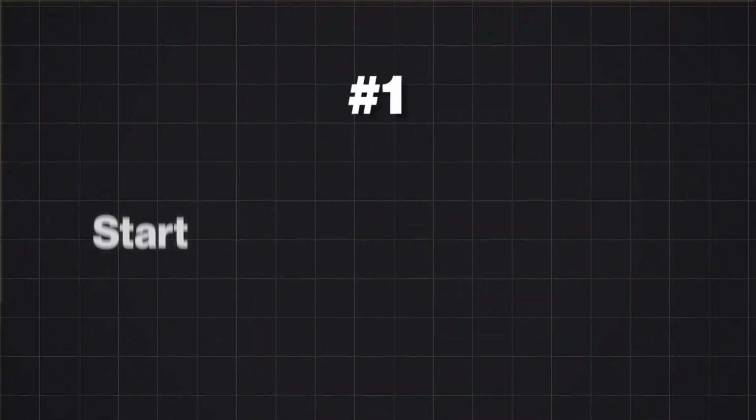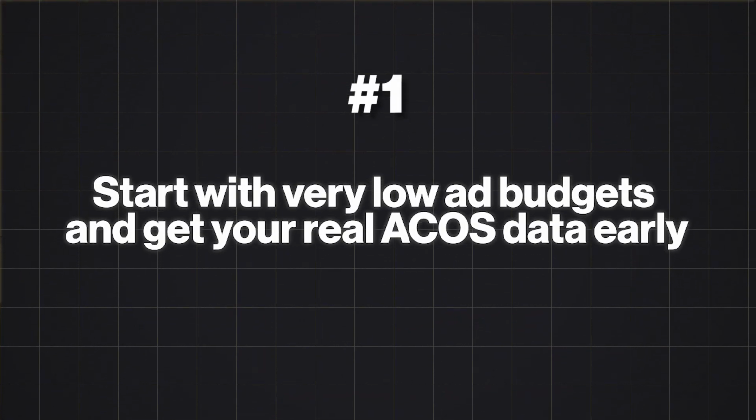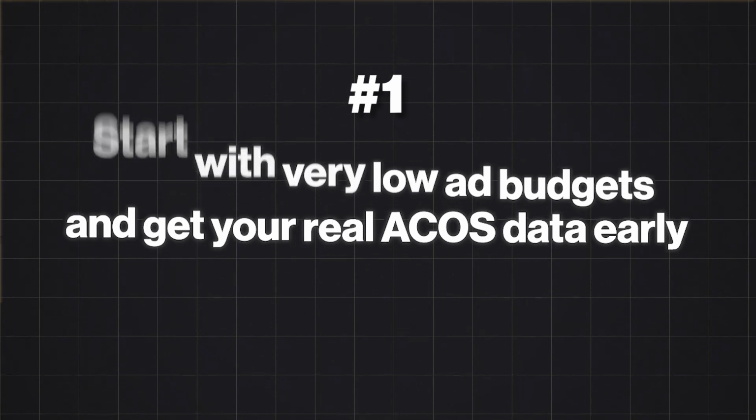If you're doing it, here's a few quick optimization tips. All right, first, start with very low ad budgets and get your real ACOS data early. Improve your listings, improve the conversion rate to get that cost per sale better. Focus on higher margin products that actually give you room to advertise, because that advertising gets you impressions, which gives you clicks, click-through rate, which gets you more eyeballs on your listing, more conversions, and it gets the whole flywheel that we always talk about here at Ecom Catalyst and on this channel, the Amazon flywheel.